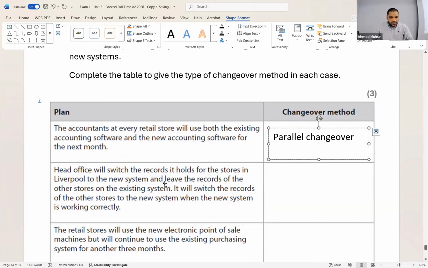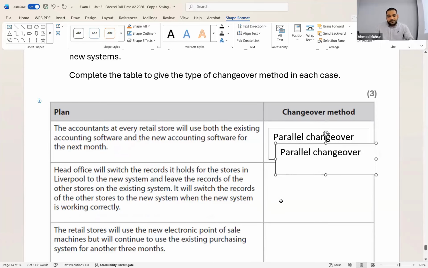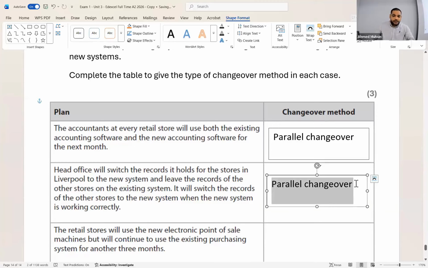Head office will switch the records it holds for the stores in Liverpool to the new system and leave the records of the other stores on the existing system. It will switch the records of the other stores to the new system when the new system is working correctly. Why did you say pilot? One branch only, head office will be using the new system. Everybody okay with this? So only one branch is using the new system. We call this pilot changeover.